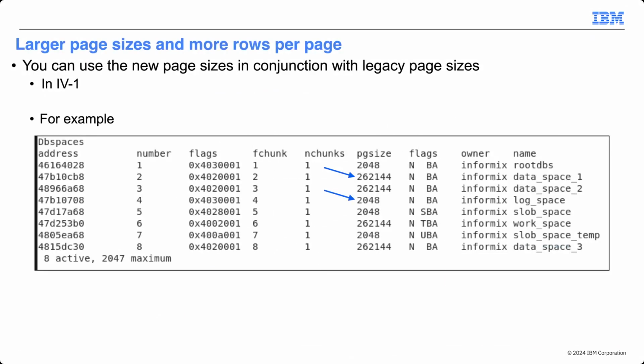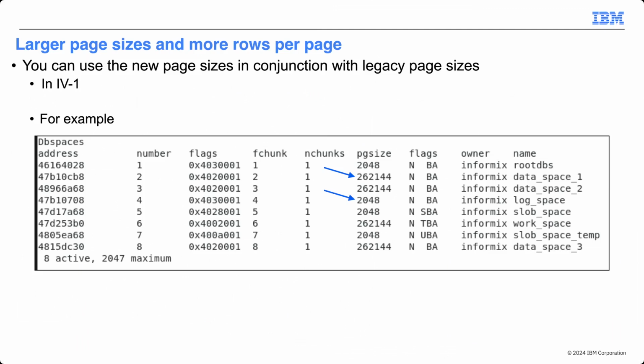In an engine, if you're in infrastructure version 1, you can have a combination of legacy page sizes and new page sizes. So you can see, for example, the root DB space and the logical log DB space are 2K in size, and any of the critical DB spaces have to use the default page size. But you can see that data space 1, 2, and 3 are using the new 256K page size.